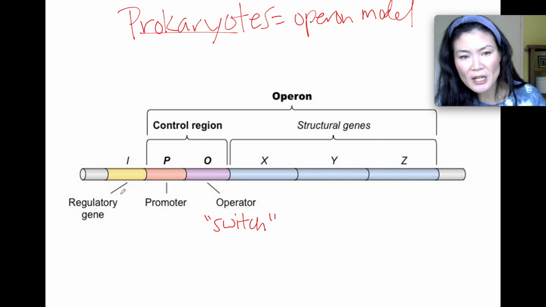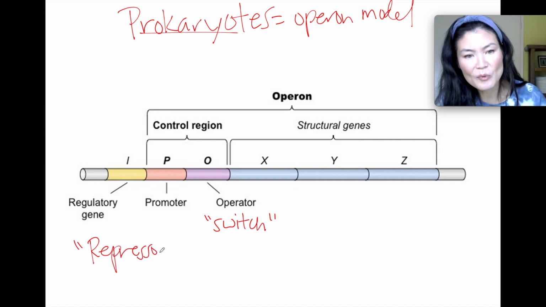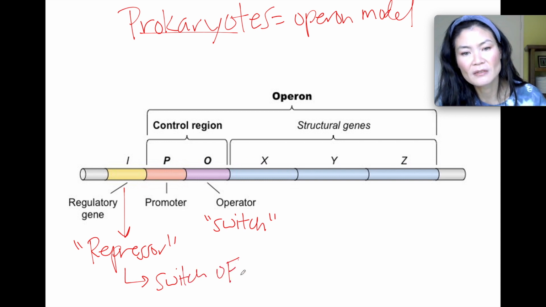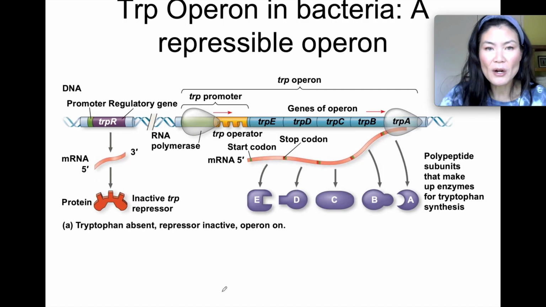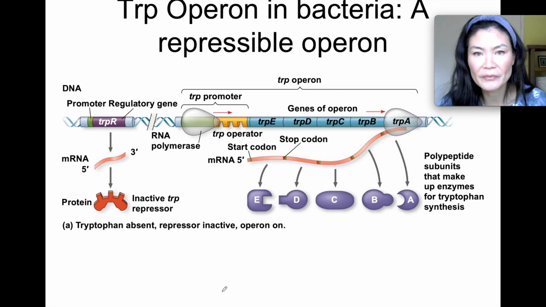The regulatory gene is going to code for the repressor. Okay, and the repressor protein that it codes for does exactly what it sounds like. It's going to switch off these genes. Okay, the repressor is the protein that's going to switch off the genes, repress it, stop it from being transcribed. So there are two operons that you absolutely need to know. Okay, you definitely need to know the two operons. The trp operon in bacteria is known as a repressible operon.